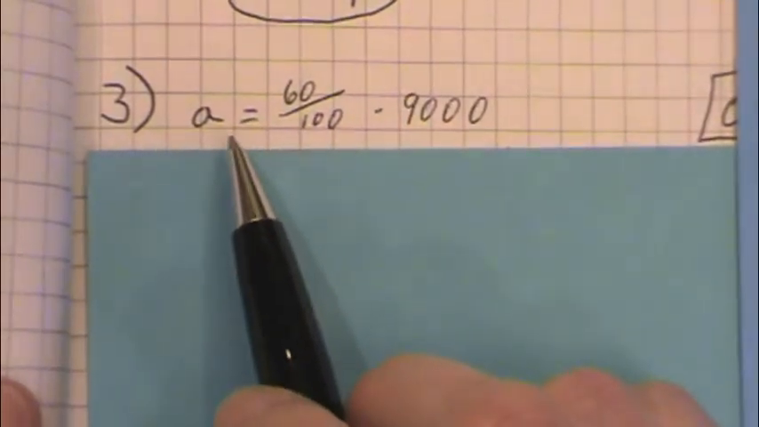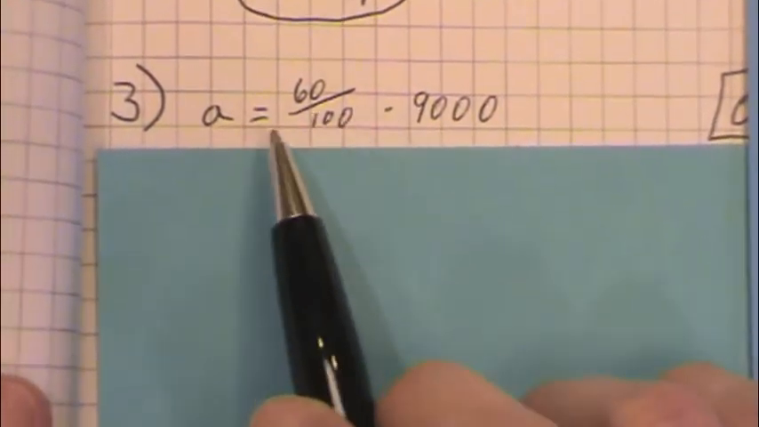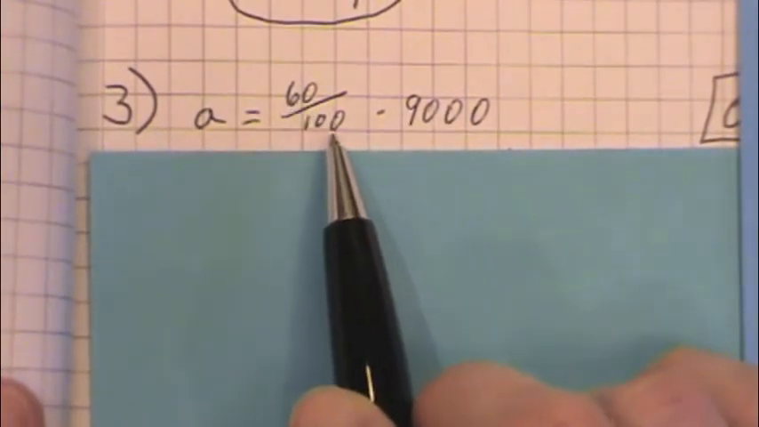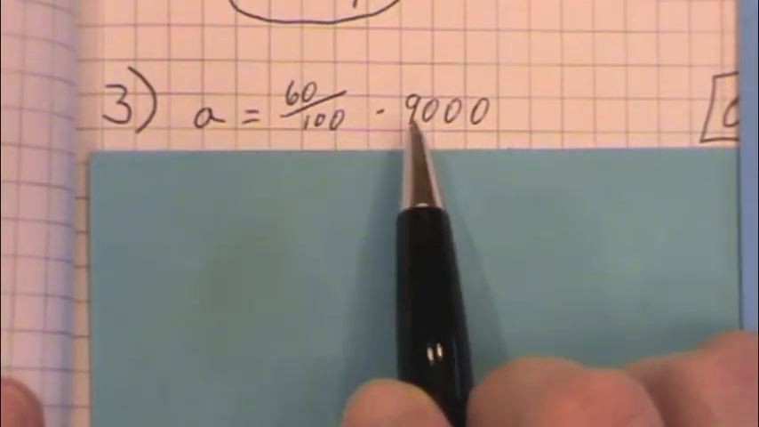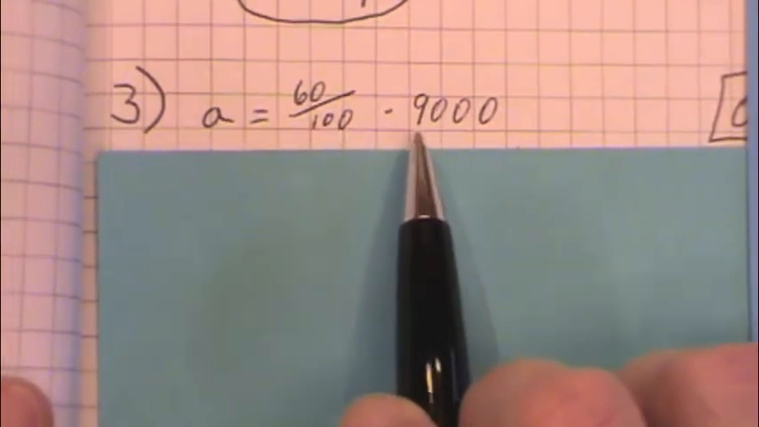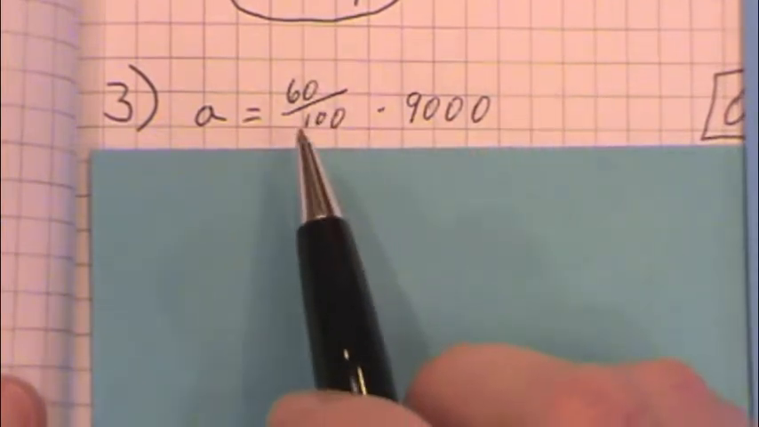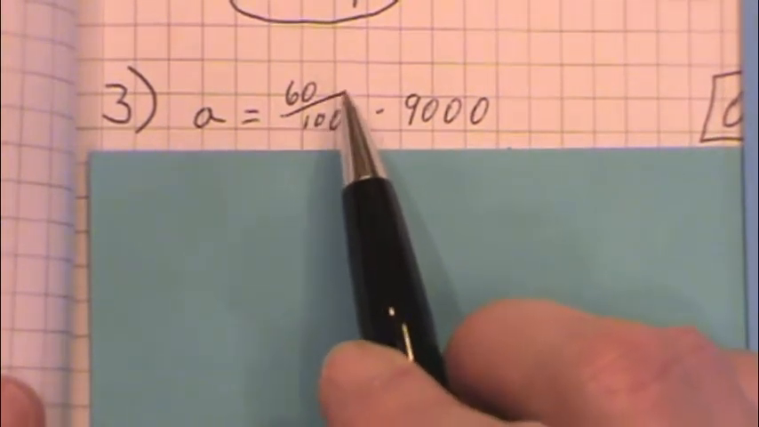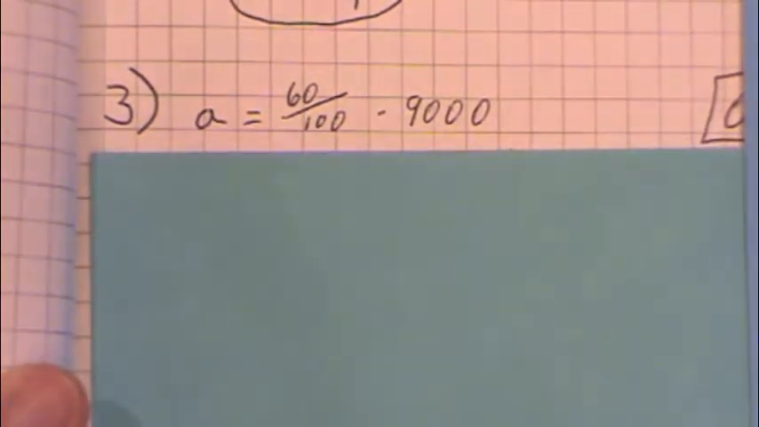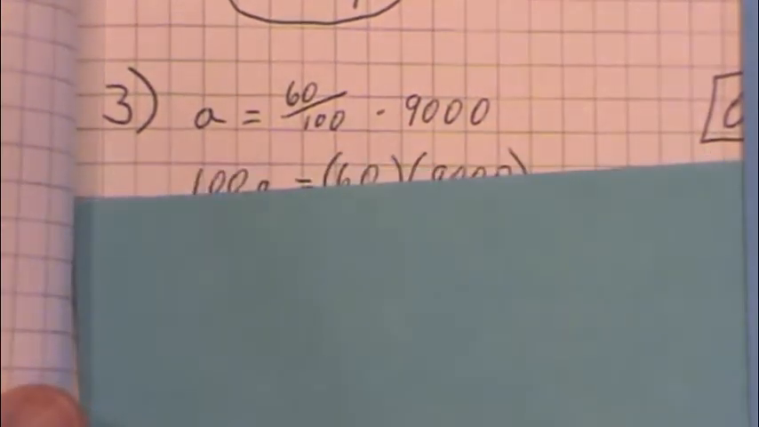Well, here is my percent equation. A is what we don't know. We're looking to figure out 60% of 9,000. And again, there are several ways that you can tackle this. You can divide each side by 9,000. You can multiply each side by 100. If you wrote 60 with a percent sign, maybe you just move the decimal point 2 places. Lots of ways you could do this. That's why I need to see your steps.